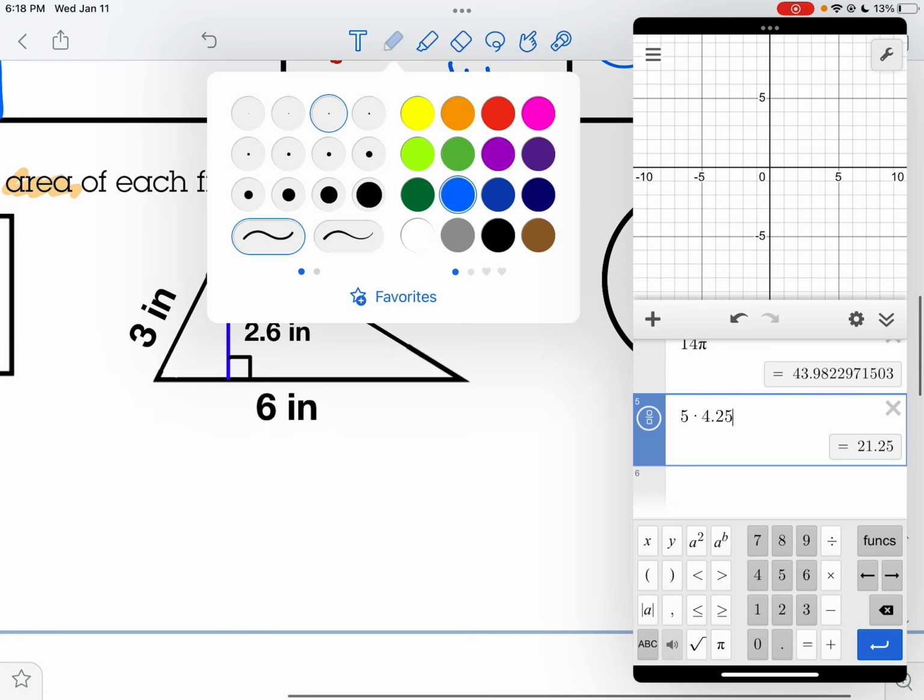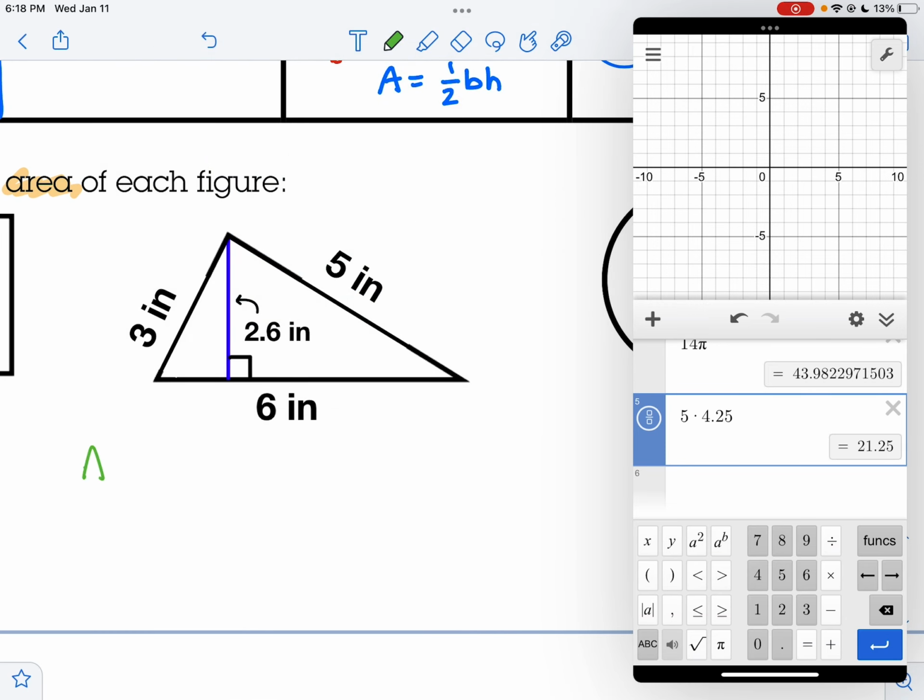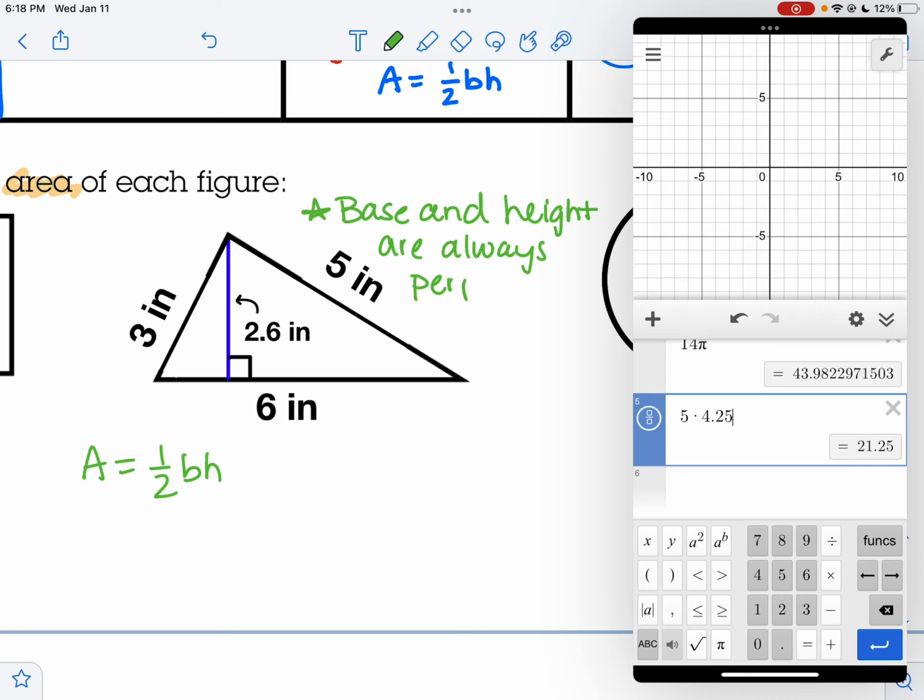Okay, here's a triangle. Remember the formula for a triangle is A equals 1/2 times base times height. And now the challenge, we've got 4 numbers here, but we're only going to need to use 2 of them. We need to figure out which 2 numbers we need. So the thing to remember, base and height are always perpendicular. And that's something that you can carry with you to next year. Base and height are always perpendicular.